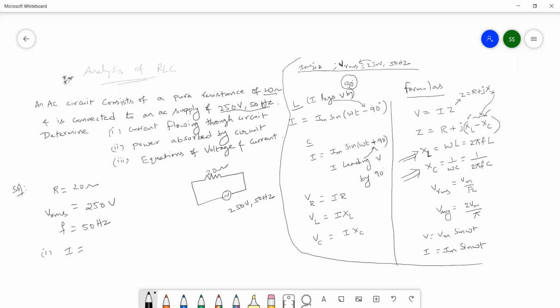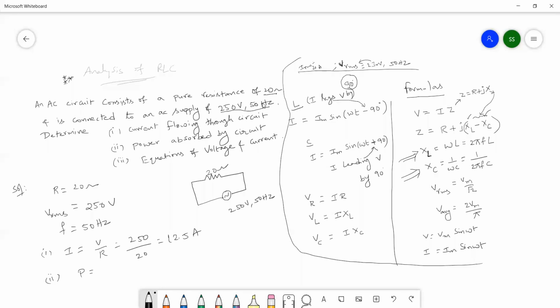So here the value of V is 250. I will write the formula first: V by R. The value of V given is 250 and R value 20. How much current? 12.5 amperes. And the B bit, power absorbed by the circuit.